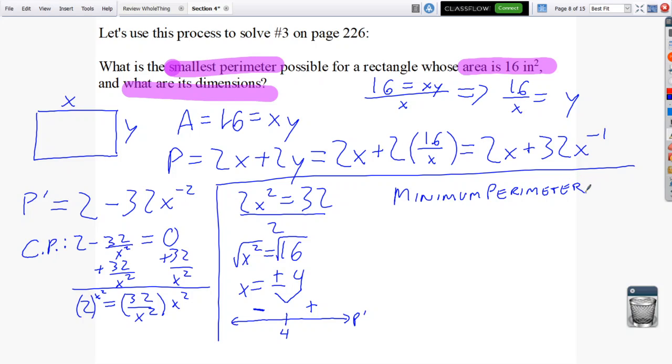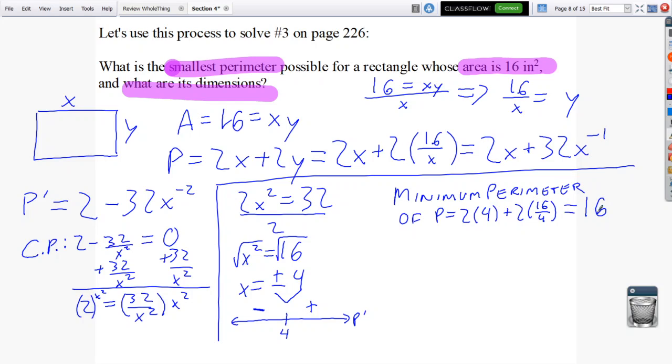Well, I guess it would be helpful to know what the perimeter is at that point, wouldn't it? So my minimum perimeter would be P is equal to, well, let's see, I've got a perimeter equation somewhere up here. Ooh, look at that. 2 times x plus 2 times 16 over x. So that's going to be 2 times 4 plus 2 times 16 over 4. Well, 16 over 4, that's 4. 2 times 4 plus 2 times 4, 8 plus 8. My minimum perimeter is going to be 16.